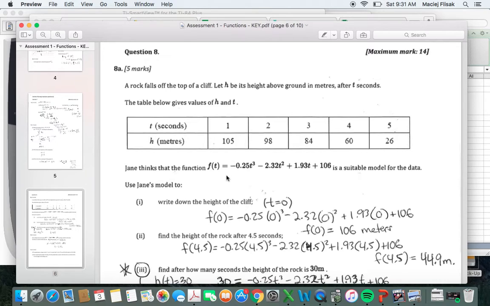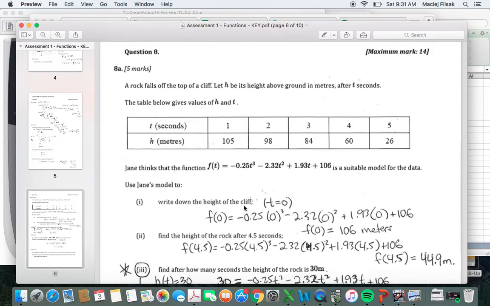It says, Jane thinks of a model. So she thinks this model here, this equation, is called a cubic function. Whenever you see something cubed, if this was x cubed, it's a cubic function. She thinks that's a good model for this data, that if you graph this, it would represent this real life data very well. So we're going to check that later as well. So first, write down the height of the cliff.